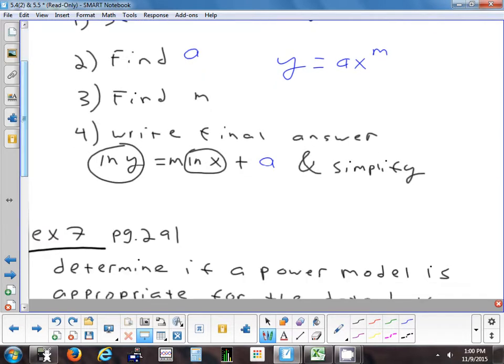So once we have our y-intercept, and then once we have our slope, then we're going to simplify. Okay? And we're going to end up with an equation that looks just like that. Our final answer isn't even going to have an ln in it. Okay, so I'll show you how to do it by hand, and then we'll do one on the calculator.